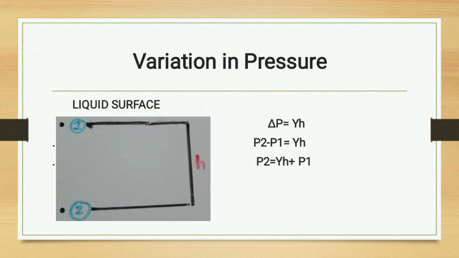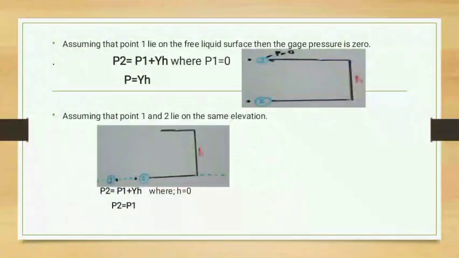So let's say we have a given pressure at point 1. Determine the pressure at point 2. To find pressure 2, pressure 2 is equal to unit weight times height plus pressure 1. Assuming that point 1 is on a free liquid surface, then the gauge pressure is 0. So if pressure 1 is equal to 0, the formula we will use is pressure is equal to unit weight times height.